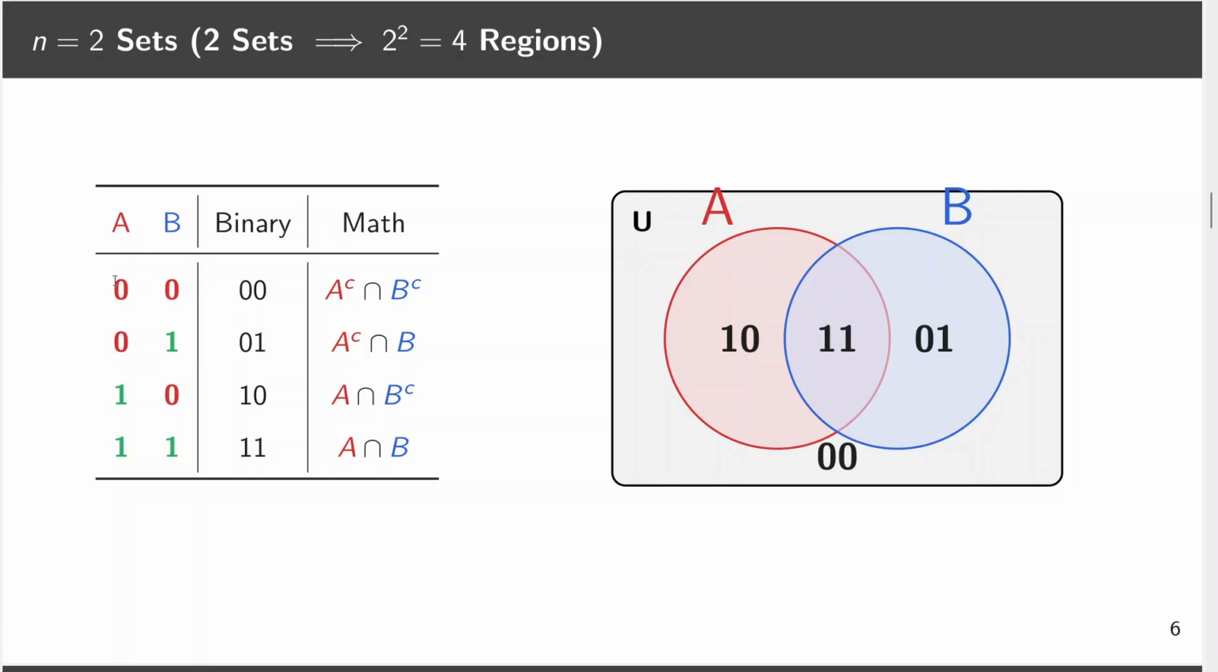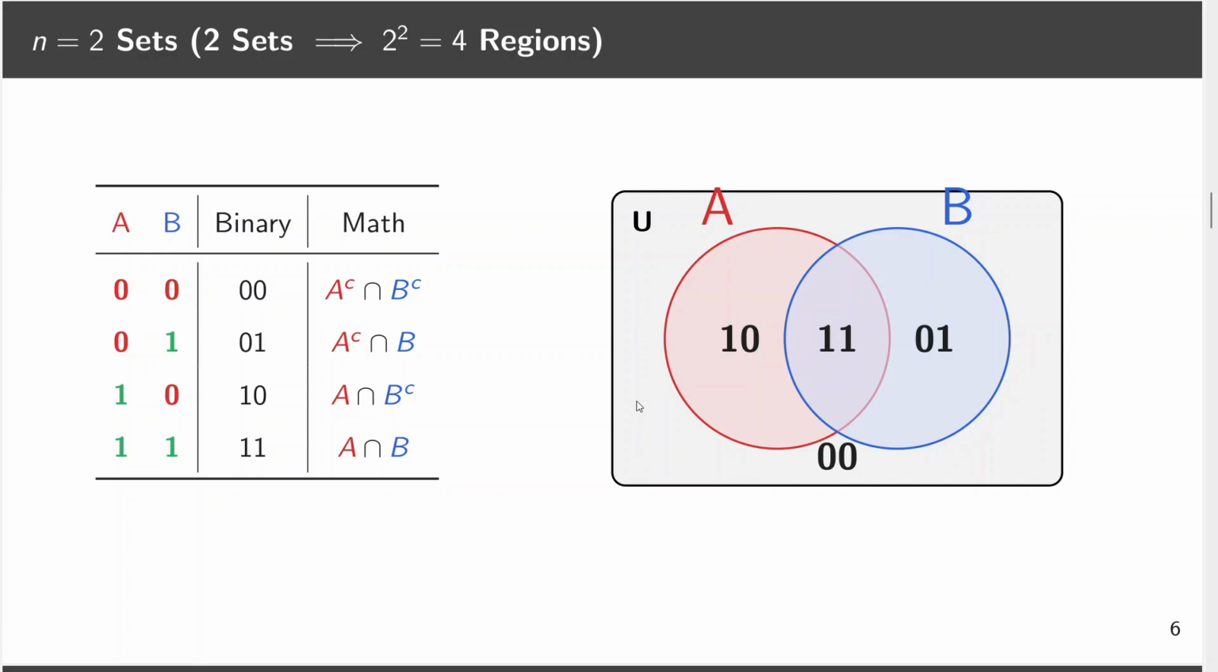The first row, the answer to both questions is no. 0 for A, 0 for B. The code is 0, 0. In mathematical language, this region is called A complement intersect B complement. In plain English, everything that is outside A and also outside B at the same time. This is the outermost region, elements that don't belong to either set.